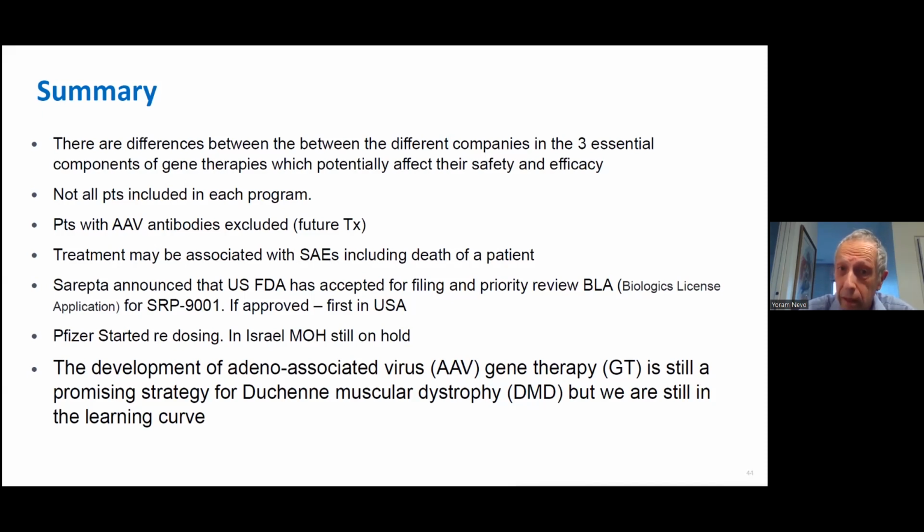So this is something that the patients should understand, that there is hope, but still there is some danger in entering at this point trials of gene therapy. So if we have to summarize this in one sentence, we can say that development of AAV gene therapy is still, I think, today the most promising strategy we have for Duchenne muscular dystrophy. But there is some risk, and we are still on the learning curve.